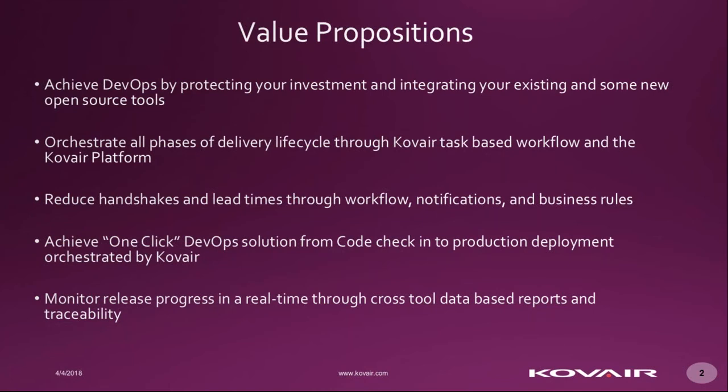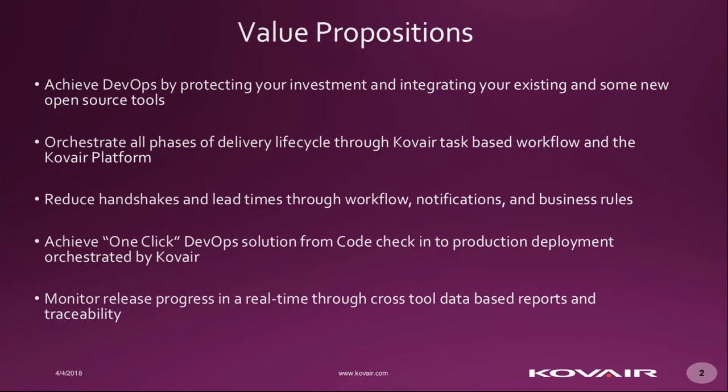So Kovair's automated task-based workflow helps organizations implement a true DevOps solution where everything happens through automation, right from the point when the developer checks in the code into the source control. Thirdly, it helps you reduce handshakes and lead times through workflow notification and business rules, thereby ensuring streamlining of activities through centralized governance.